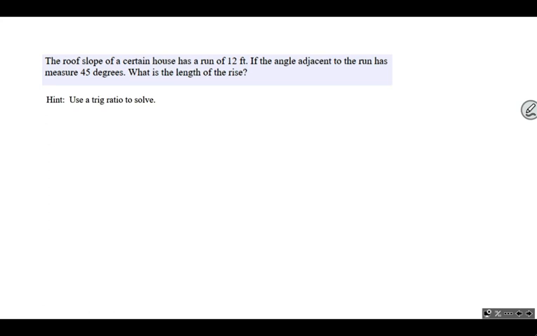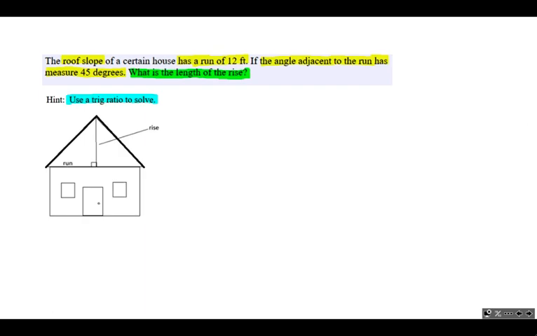Alright, so here is an interesting problem. Looks like we've got a roof slope and some rise and run and a 45-degree angle. We'll want to use a trig ratio. So let's go ahead and highlight some important information, give ourselves a diagram, and go ahead and read the problem.